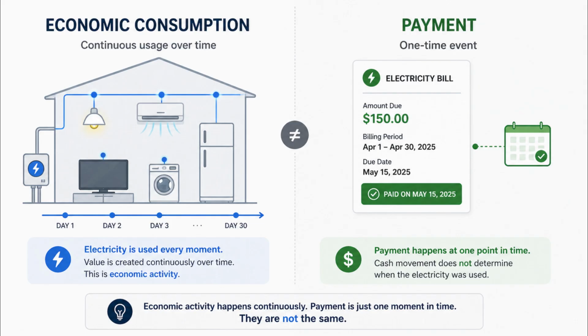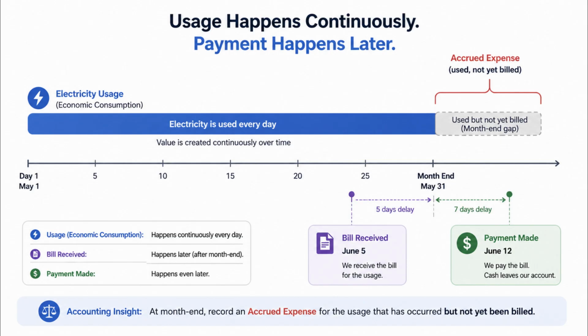In your system, income is earned before it's paid. Expenses are incurred before they're paid. And if you don't separate those two things, your entire financial picture becomes distorted. So let's look at some timelines. In timeline 1, we have economic value consumed. This is where you are using electricity every single day. That's when the expense actually happens.